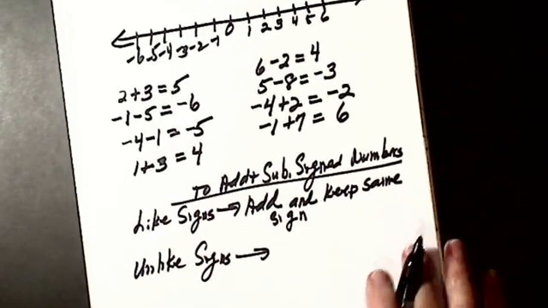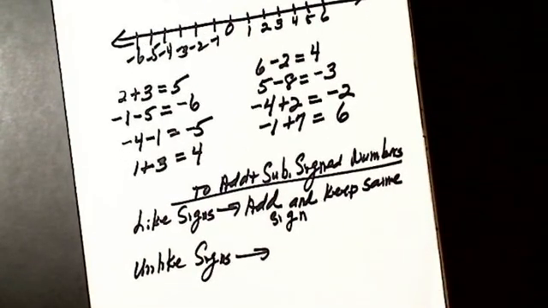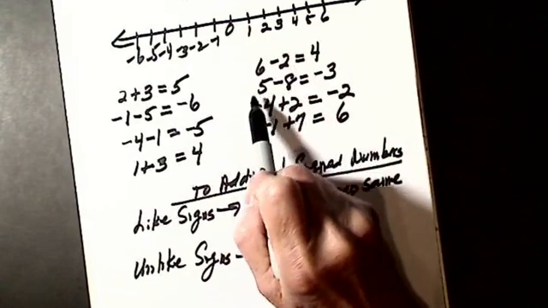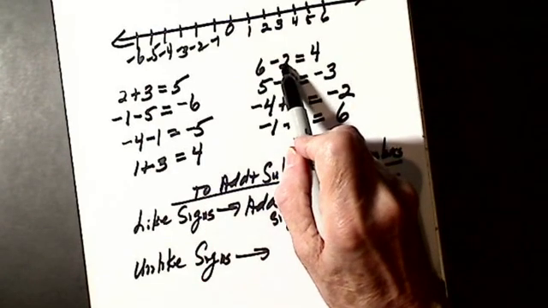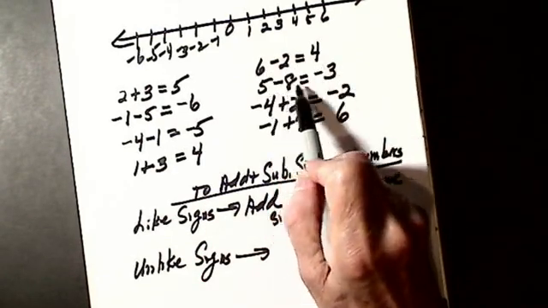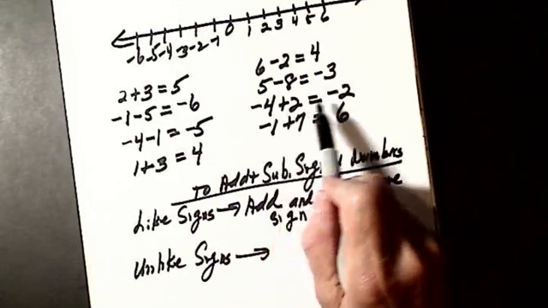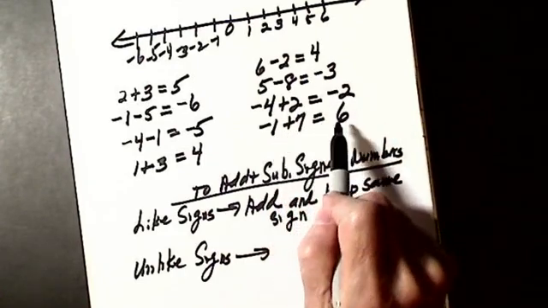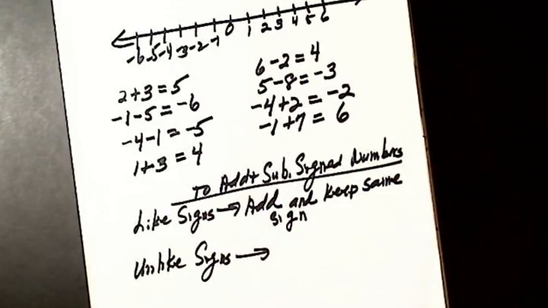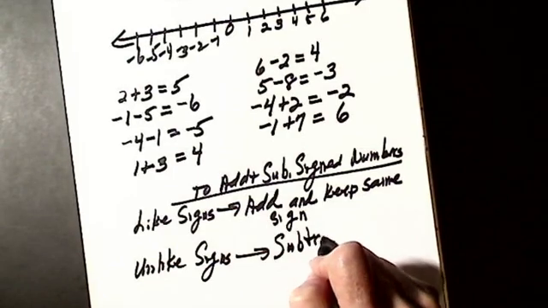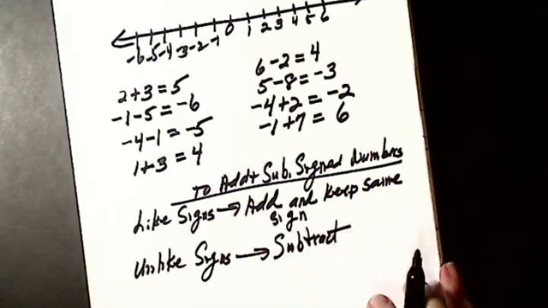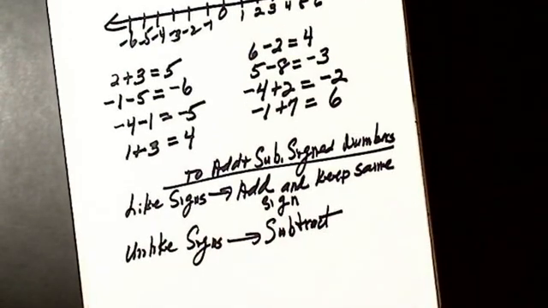So now I have to come up with a rule if the signs are different. Here they're different. Plus, minus, plus, minus, minus, plus, minus, plus. So if the signs are different, what did I do? 2 and 6, I got a 4. 5 and 8, I got a 3. 2 and 4, I got a 2. 1 and 7, I got a 6. So it looks like I subtracted. So I have unlike signs. I'm going to subtract. Then I got to worry about my sign.